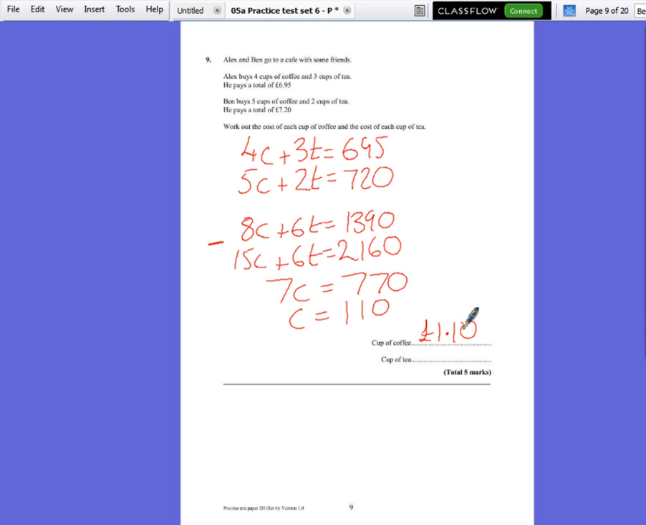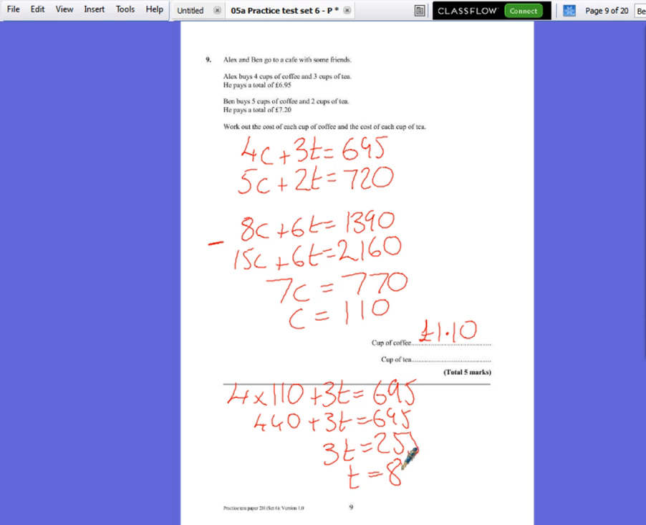If we substitute that into one of the equations, I put it into the first one. 4 lots of £1.10 plus 3 cups of tea would give me £6.95. So that's 440 plus 3t equals 695. Take 440 off both sides, I get 3t is 255, and divide that by 3, I get that t must be 85p.